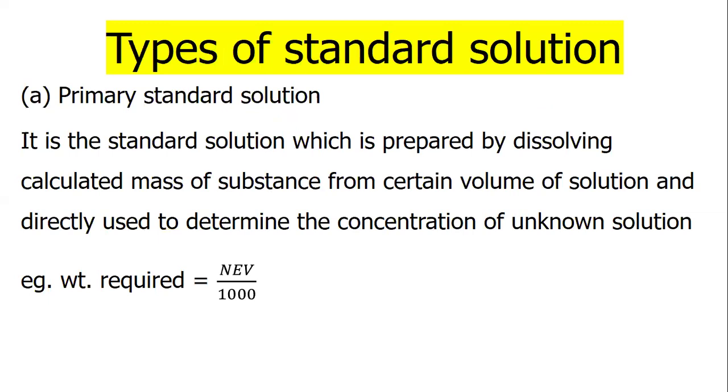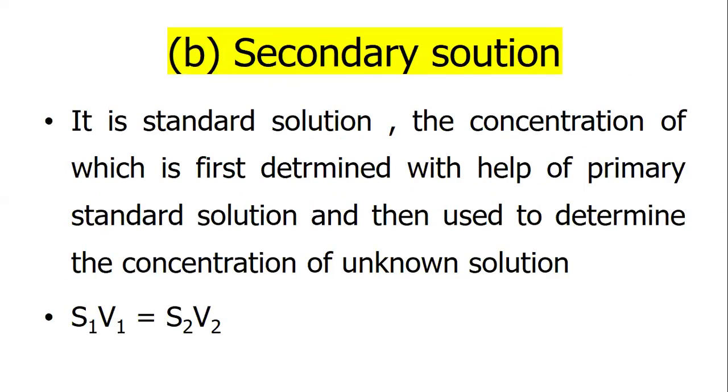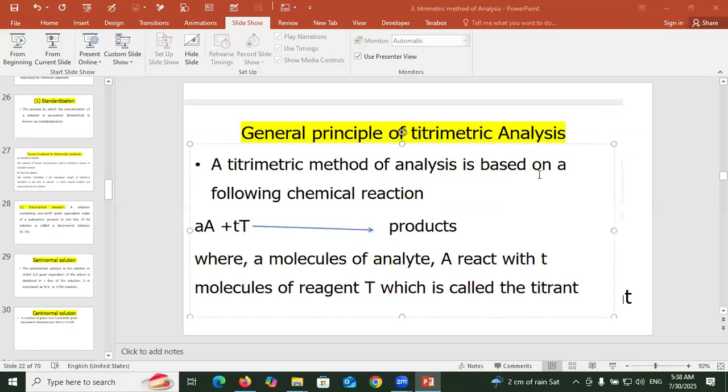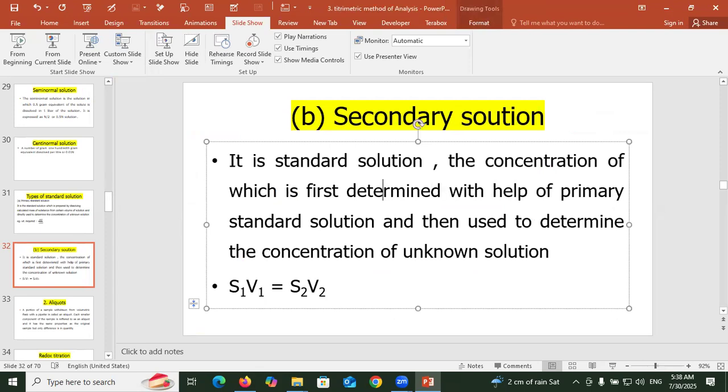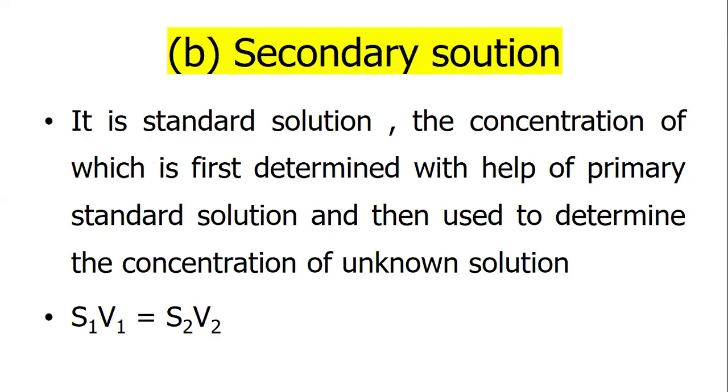Types of standard solution. Primary standard solution: it is the standard solution which is prepared by dissolving a calculated mass of substance in a certain volume of solution and directly used to determine the concentration of an unknown solution, using N1V1 = N2V2. Secondary standard solution: it is the standard solution, the concentration of which is first determined with the help of primary standard solution and then used to determine the concentration of an unknown solution, S1V1 = S2V2.